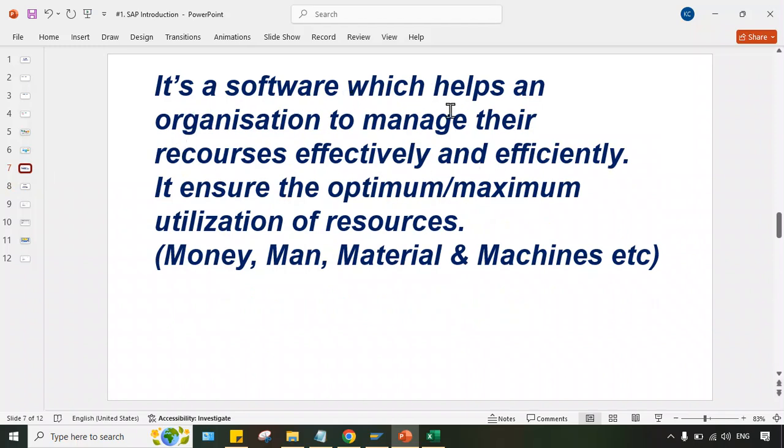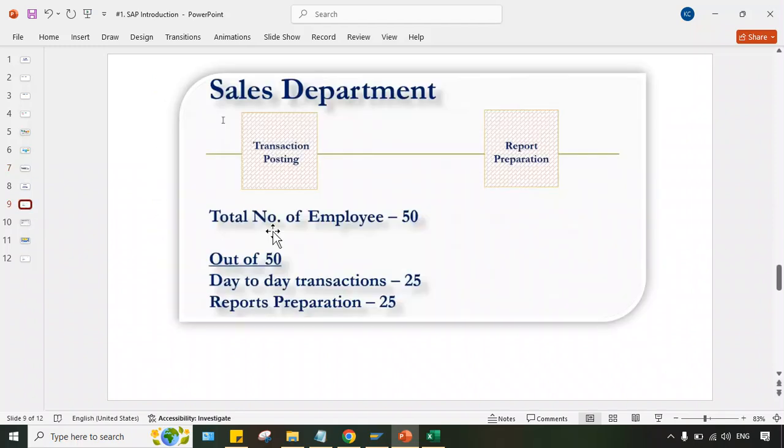It's a software which helps an organization to manage its resources effectively and efficiently. It ensures the maximum utilization of resources. Look here, guys, the maximum utilization is happening with the help of ERP. Earlier 50 people, now only 25 people can handle the entire sales department, and the remaining 25 people can be utilized in some different activity. So this is the benefit of ERP, guys, right?